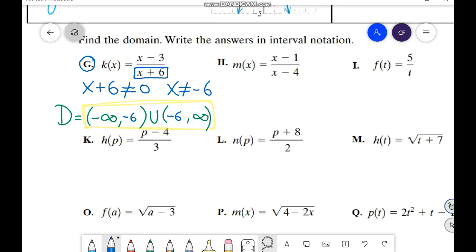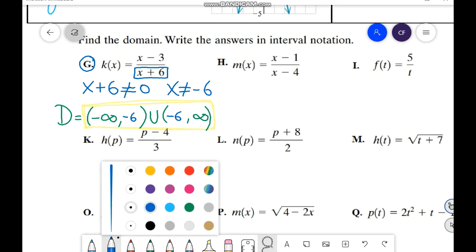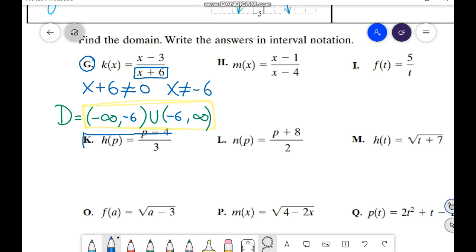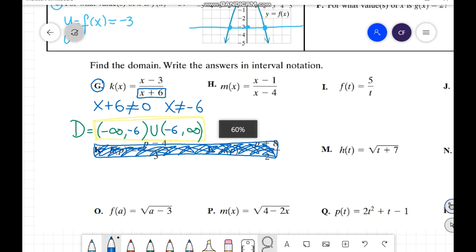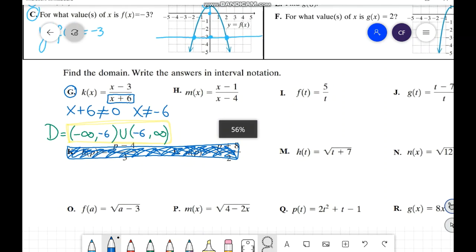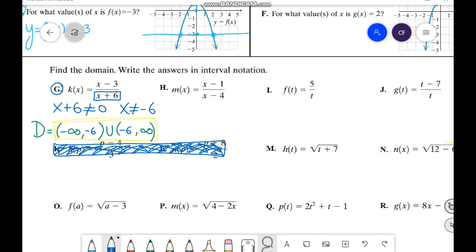Now try by yourselves to solve all the other questions. You don't need to be worried about K and L. I'm gonna remove this. This is not working. Work on H, I, and J, and after that we're gonna work on M. Okay.